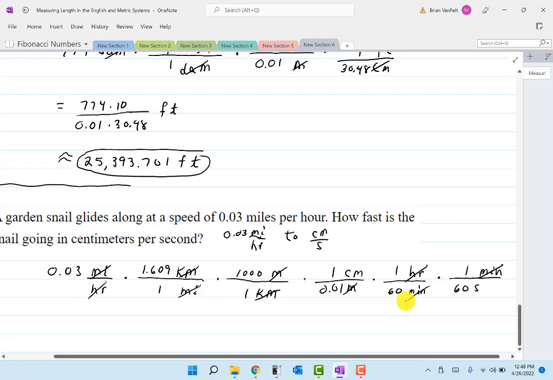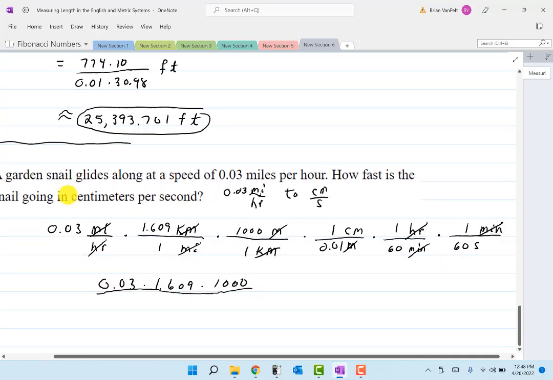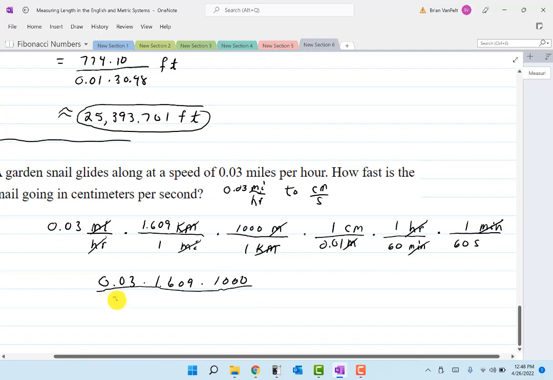Now, after all this, let me collect all my numbers in the numerator. I had a 0.03 times 1.609 times 1,000, and all the rest were ones, so I don't need that last one in there. And in the denominator, I had 0.01 times 60 times 60. Well, let's see what all this yields.